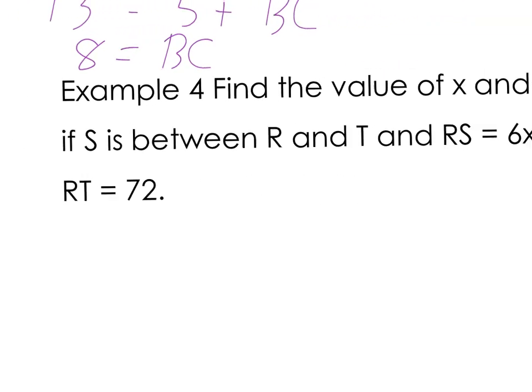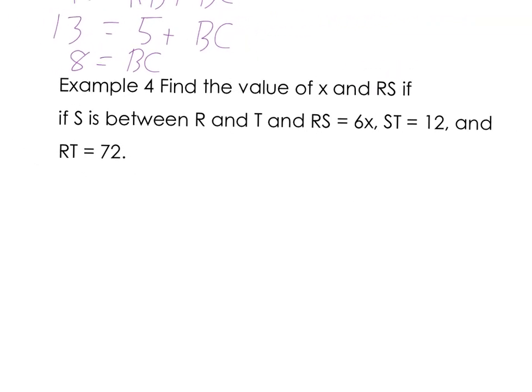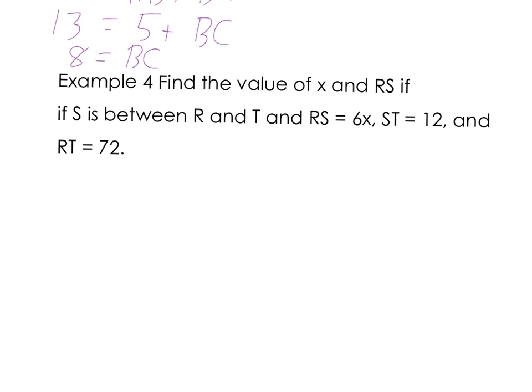Example 4. Find the value of x and RS if S is between R and T, and RS equals 6x, ST equals 12, and RT equals 72. It doesn't give us a picture, folks, so let's draw our own. So we have a line segment that runs from R all the way to T. S is between R and T, so let's put S there-ish.